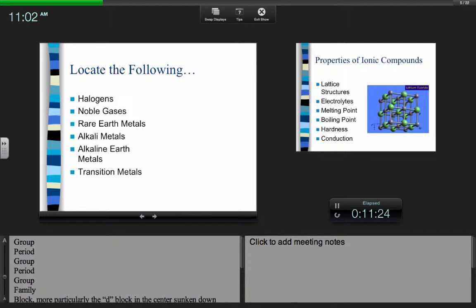You're just identifying which column number they are. So noble gases, which column number are they? They would be 18. The rare earths are weird. They don't have a column number. Very good. And transitions, too. They don't have a column number. That'd be a very good way of describing it.